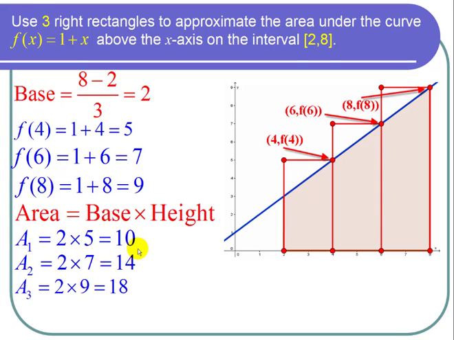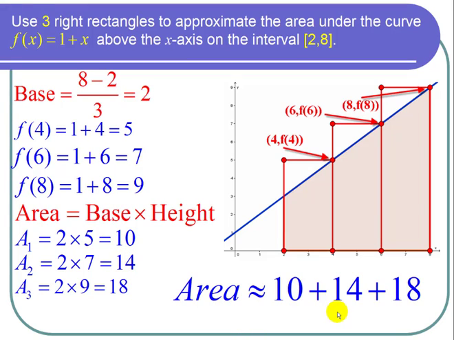So we now have the 3 areas of the rectangles. Let's approximate the total area. And we do that by adding these 3 areas up. So we get 10 plus 14 plus 18, and that'll be the approximate area under the curve.